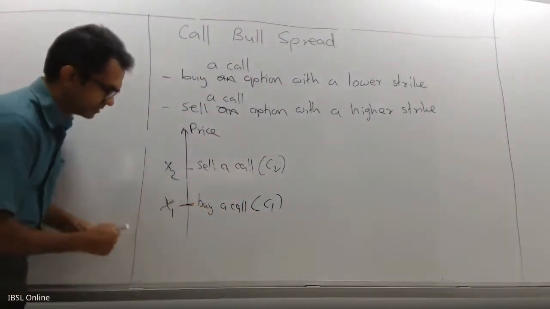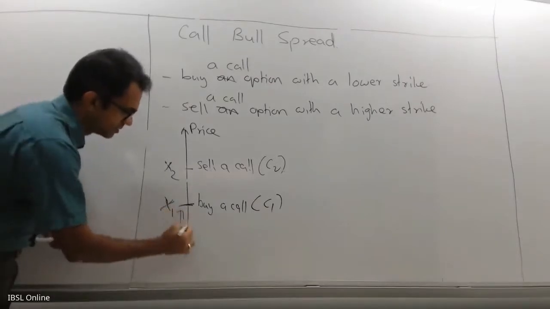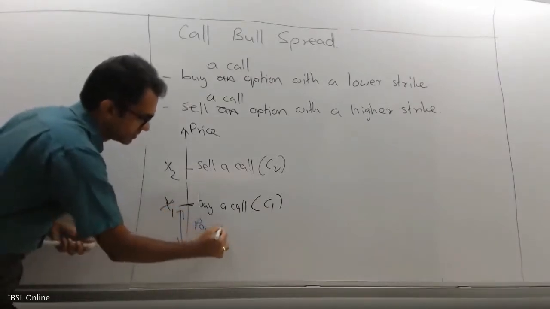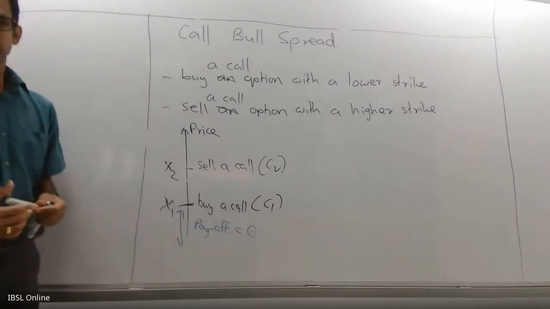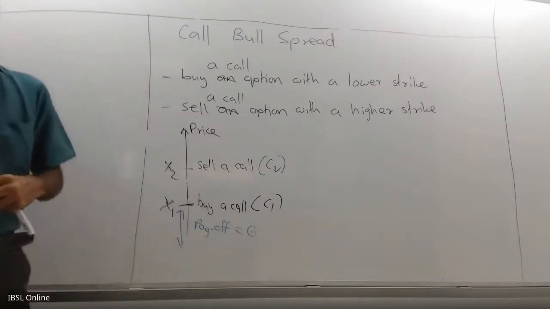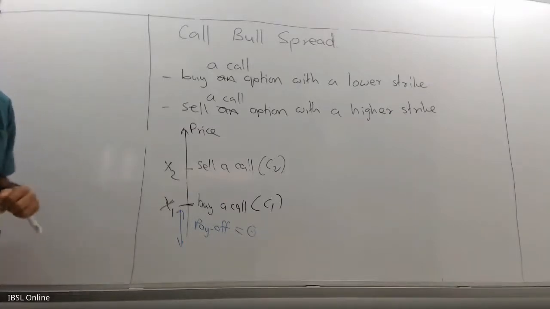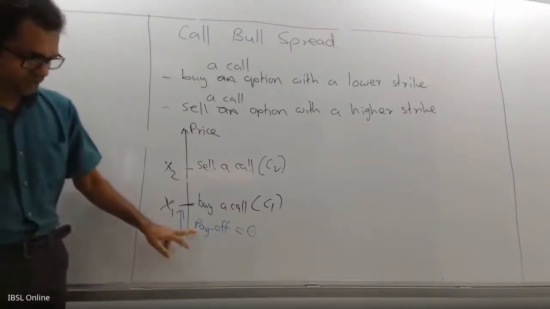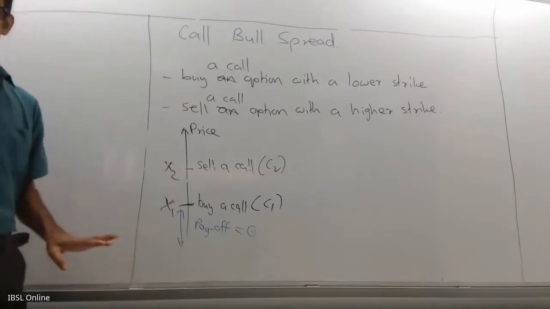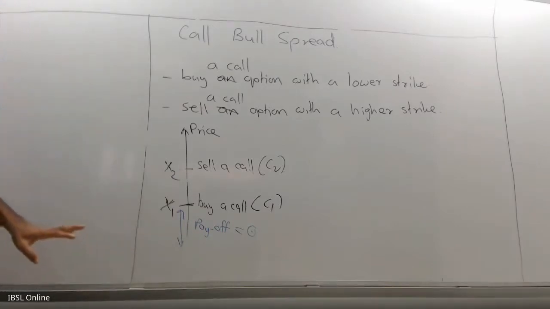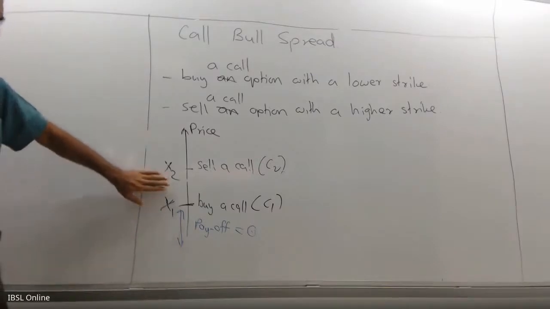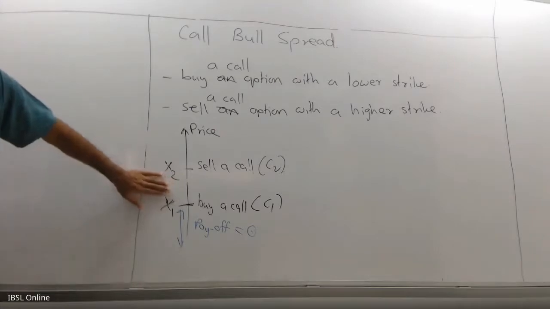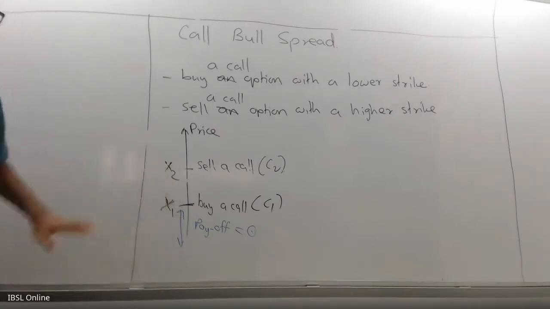So when we remain below X1, the payoff equals 0. You don't pay anything or you don't receive anything. Again, remember we are talking about the payoff, so the premium is not accounted. Now, the second scenario: what would be the payoff when the price remains in between X1 and X2?